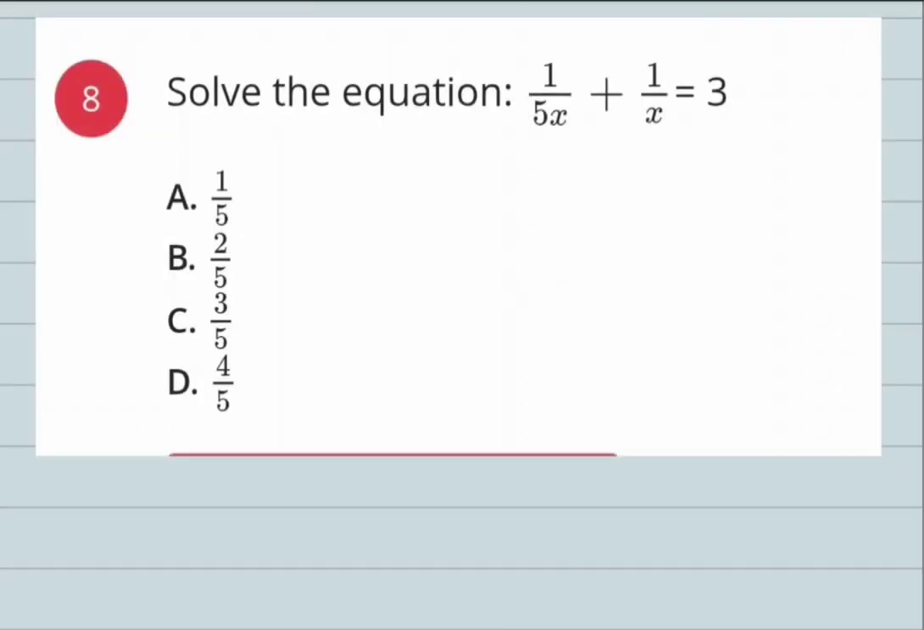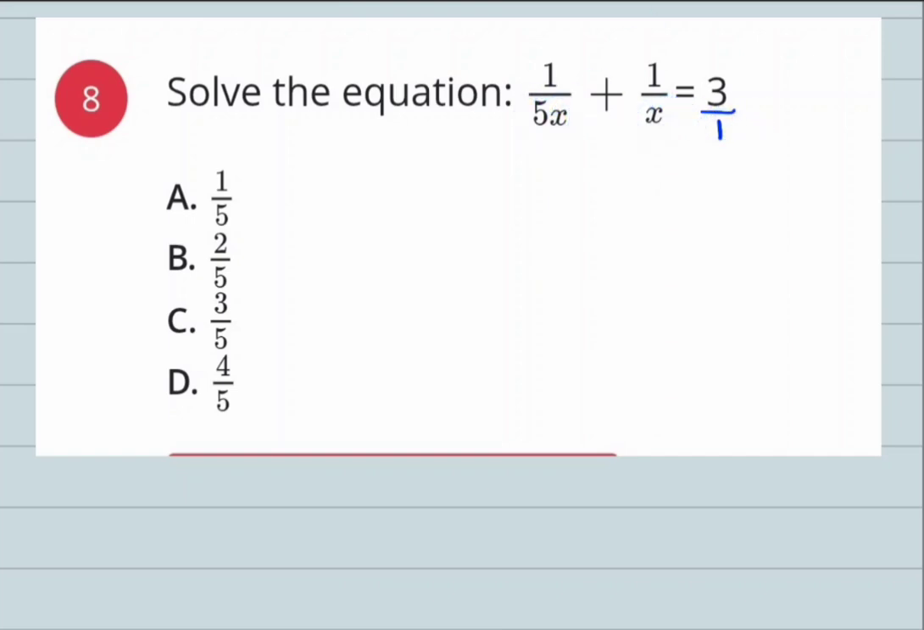Here is question 8. We have to solve the equation. Very simple. Of course, this is 1 over 5x plus 1 over x is equal to 3. You can assume that everything here is a fraction. That is 3 over 1. 3 over 1 is also 3. So what do we do? We find the LCM of all the denominators here.